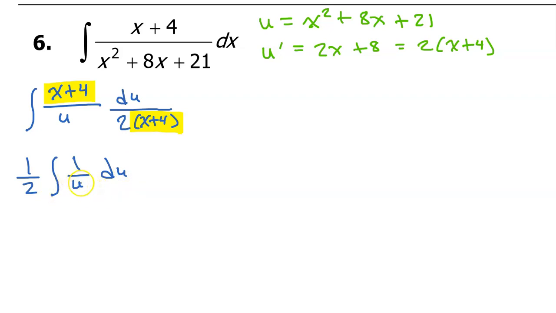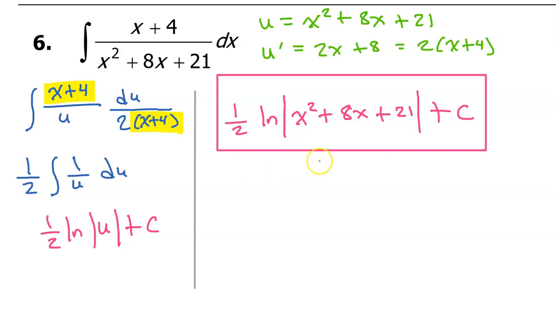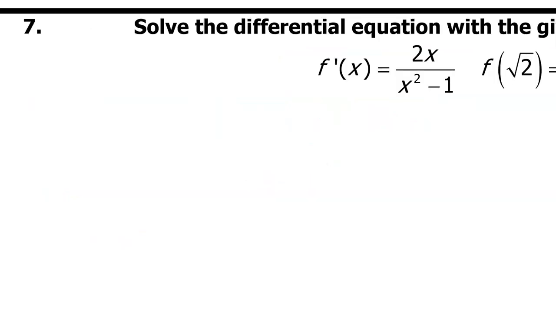Memorized rule. The integral of 1 over u du is the natural log of the absolute value of u plus c. And of course we have the 1/2 in the front. Putting this trinomial back in for u, we have 1/2 natural log absolute value of x squared plus 8x plus 21. Did I say absolute value? Plus c. And that's it. Number 7.